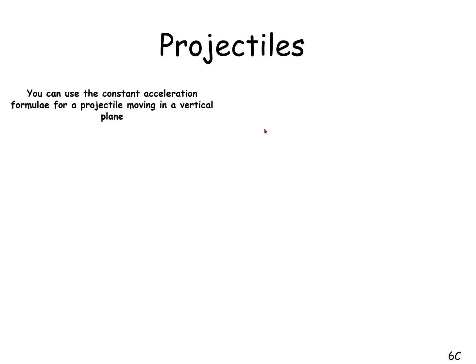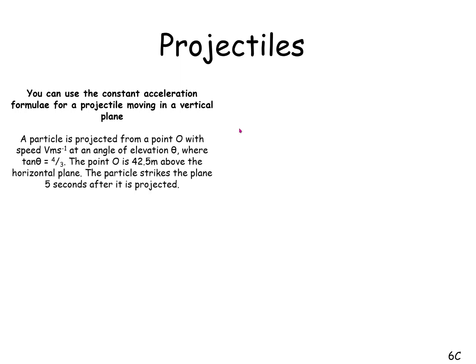So you can use the constant acceleration formula for a projectile moving in a vertical plane. Read the question. A particle is projected from a point O with speed v meters per second at an angle of elevation theta, where tan theta equals 4 over 3. The point O is 42.5 meters above the horizontal plane, and the particle strikes the plane 5 seconds after it's projected. Lots of words there. Show that v equals 20.